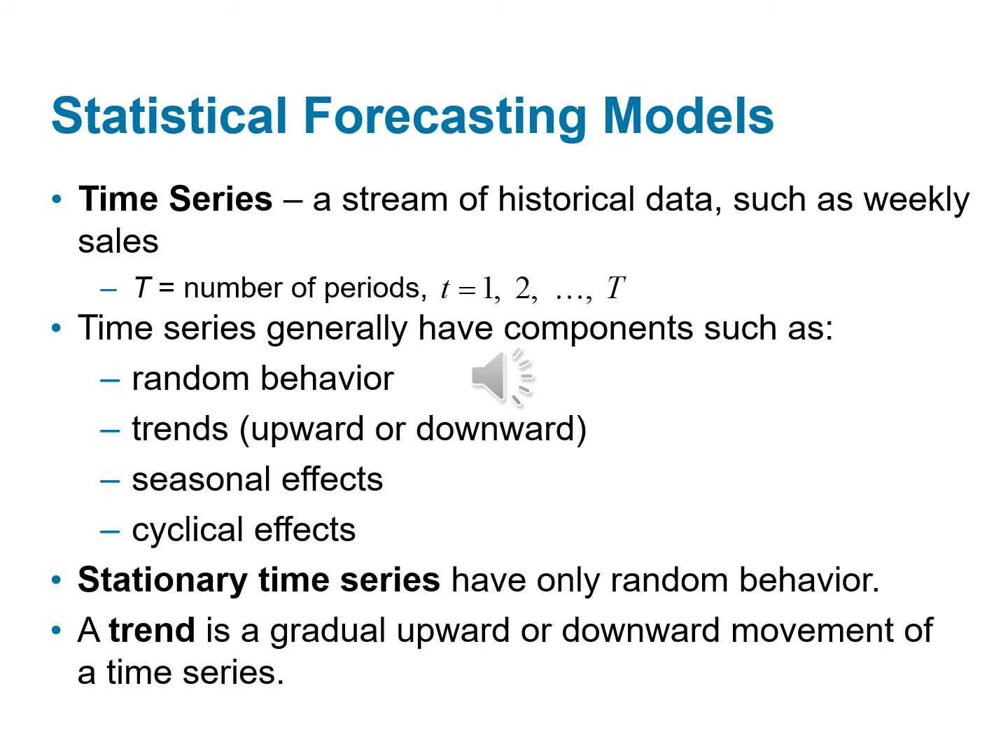Statistical forecasting models. Time series, a stream of historical data, such as weekly sales. Time series generally have components such as random behavior, trends, upward or downward, seasonal effects, cyclical effects. Stationary time series have only random behavior. A trend is a gradual upward or downward movement of a time series.